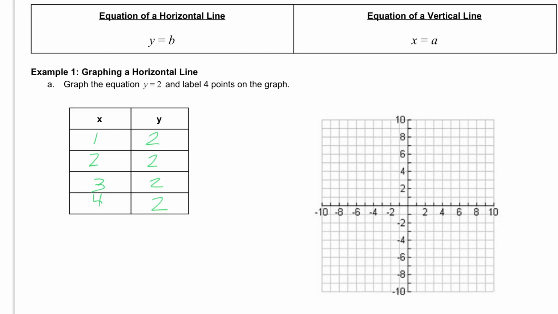So now we're going to go ahead and plot those points. We have the points (1, 2), (2, 2), (3, 2), and (4, 2). And if you notice, my points are all forming a straight horizontal line through the y value of 2.